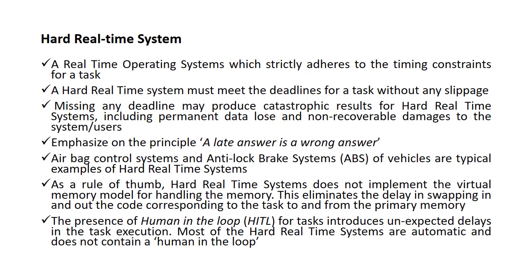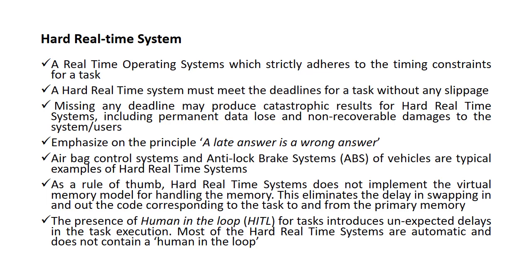Airbag control systems and anti-lock brake system ABS of vehicles are typical examples of hard real-time systems, right? So they have to be operated within the time constraint, or else there is no use of having such systems in the automobiles. Within a stipulated amount of time, that particular system has to be operated. Otherwise there is no use of having such a system. So they are highly dependent on time.